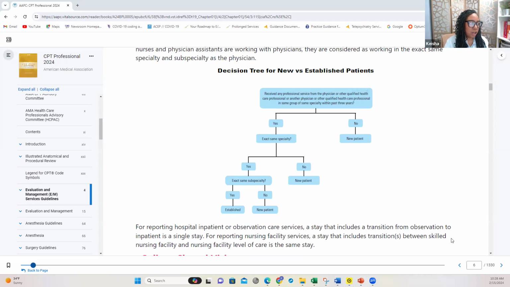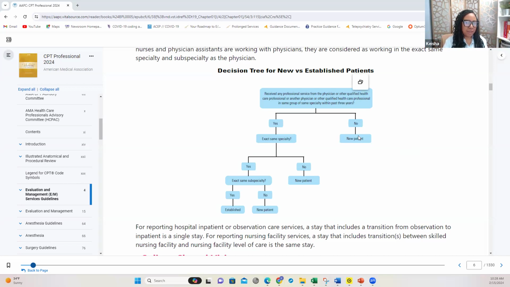It says, has a new versus established patient received any professional services from the physician or qualified healthcare professional, or another physician or other qualified healthcare professional in the same group or same specialty within the past 3 years? Yes or no? If it's no, then you know it's a new patient. They were never here before. No medical records exist, nothing. New patient. Easy, right? We wish all our cases were like that.